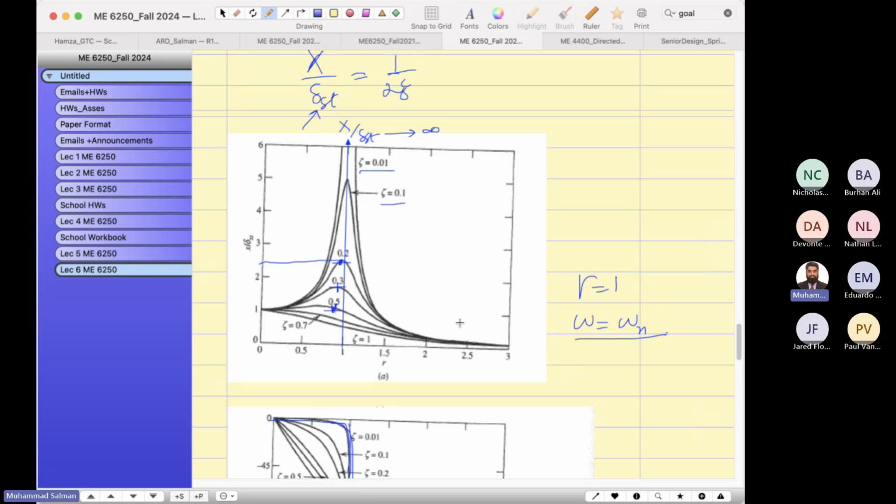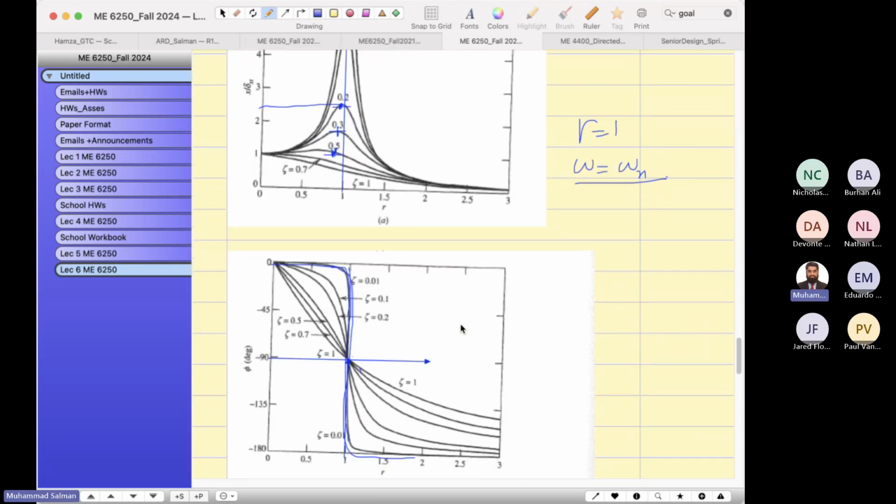There is no damping. That's why we use a damper, to reduce the damage in the machine at a certain frequency.